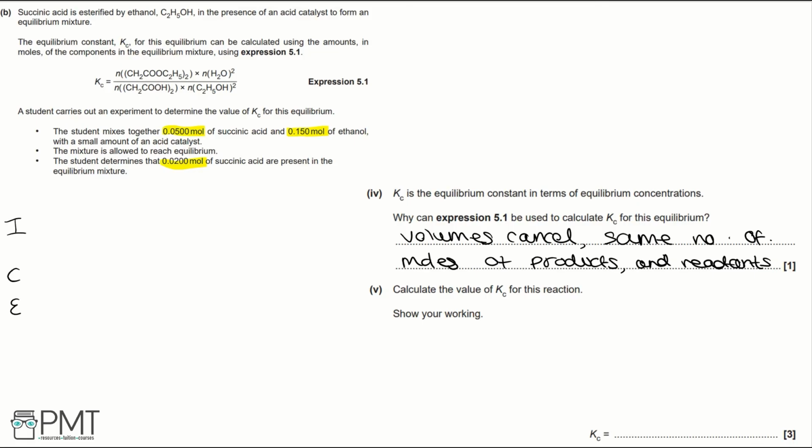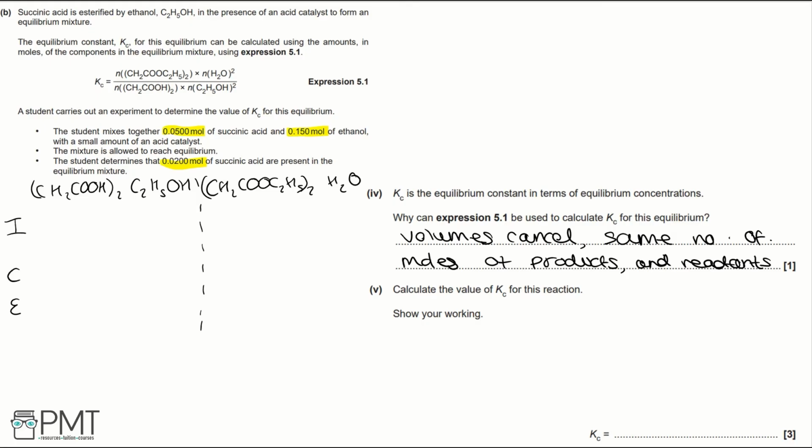So firstly, using this method, we need to write our reactants, (CH2COOH)2 and C2H5OH, and our products. So that would be (CH2COOC2H5)2 and H2O. We then use the information in the question.